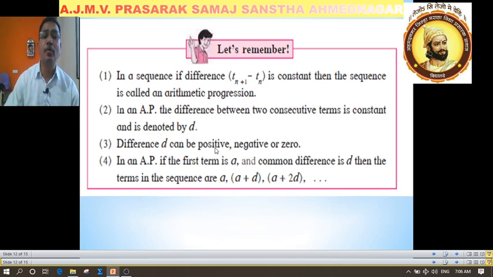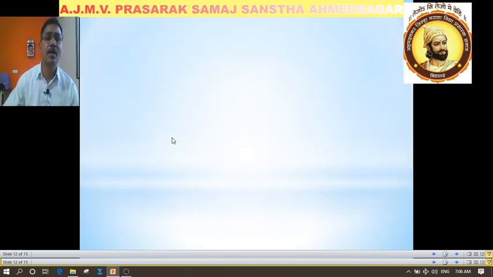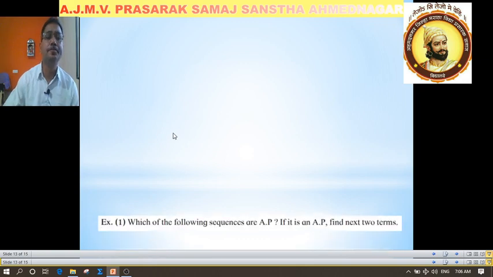Difference D can be positive, negative or zero. And remember that in an arithmetic progression, if the first term is A and the common difference is D, then the terms in the sequence are A, A plus D, A plus 2D, A plus 3D and so on. So let us take one or two solved examples from the textbook.